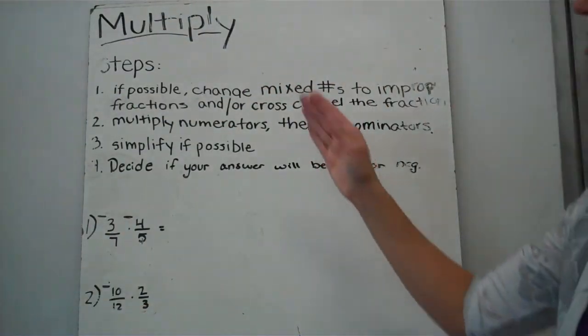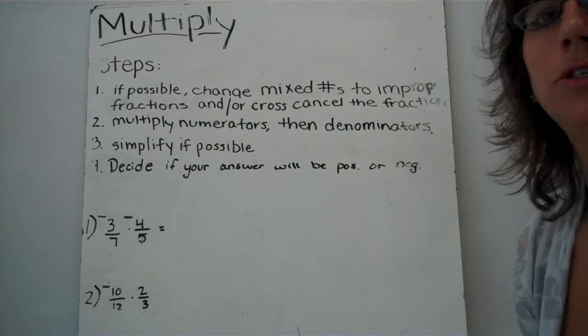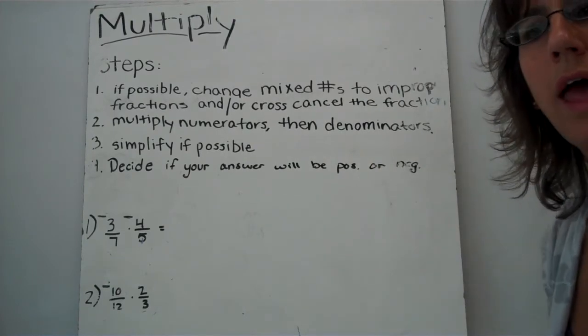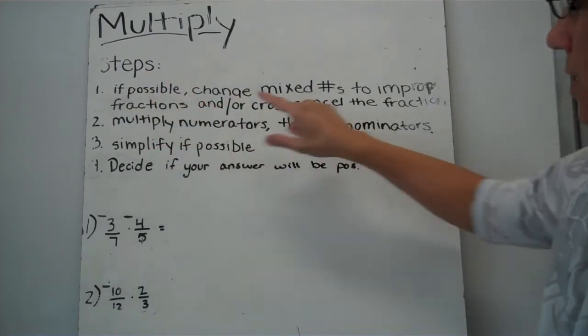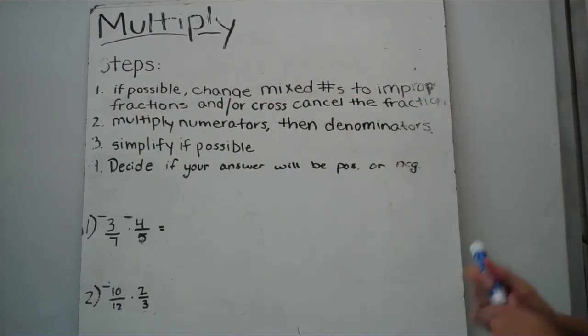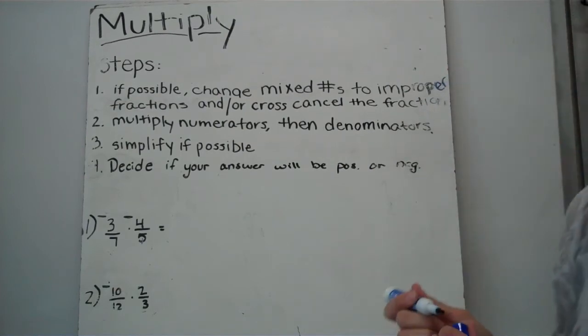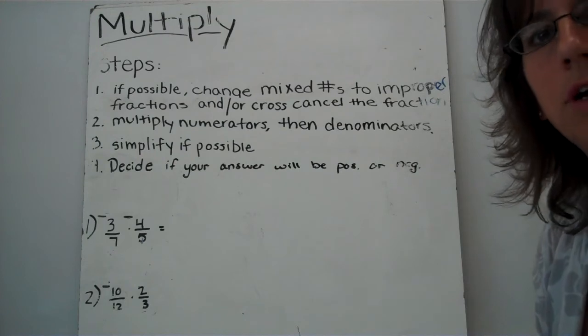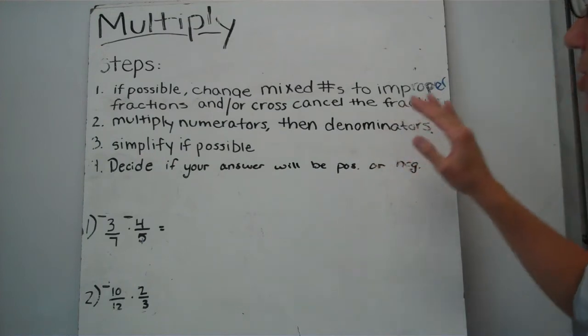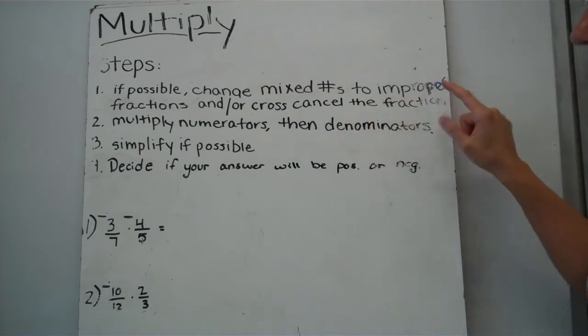All right, so here are the steps for multiplying, and feel free to write them in your own words or add and delete as you feel necessary. Here's the first step. Make sure that you change mixed numbers into improper fractions. You cannot multiply with the whole numbers. You've got to include that within the fractions. You want to change them to be improper fractions first.